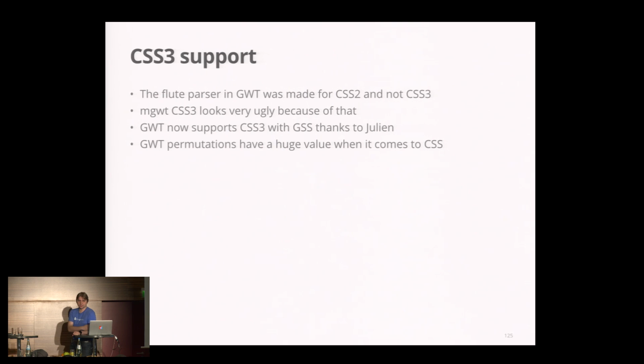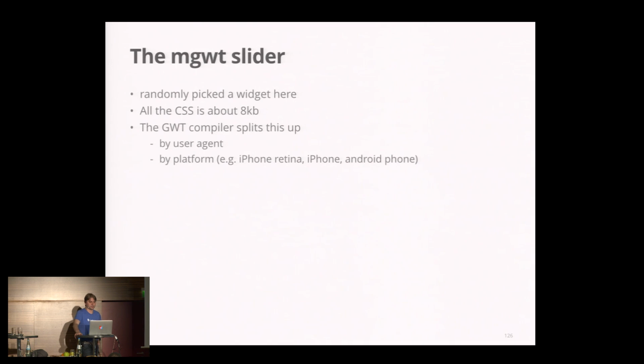So with the new GSS resources that Julian introduced this morning, you will now be able to use any CSS3 features within a GWT application, and therefore within an mgwt application. Let me give you one example where this is important. Let's take a look back into the mgwt slider. Actually, this is basically randomly picked. I'm not picking the slider specifically because it's way better at this. I'm picking it just because it's a small widget.